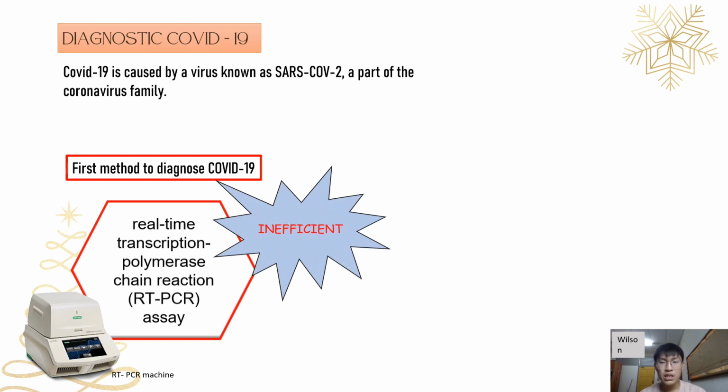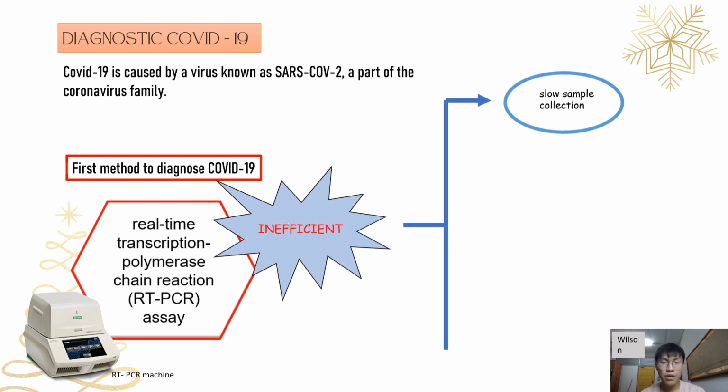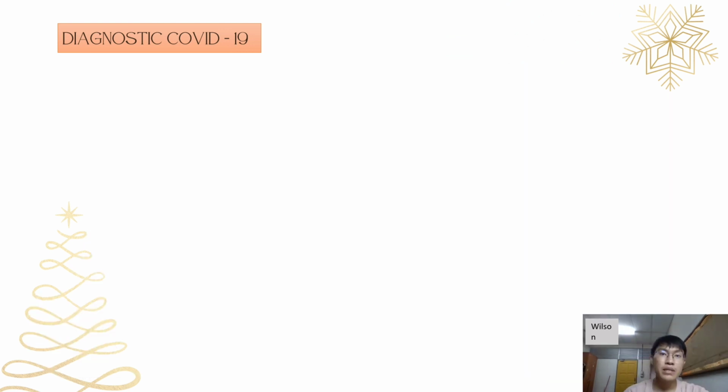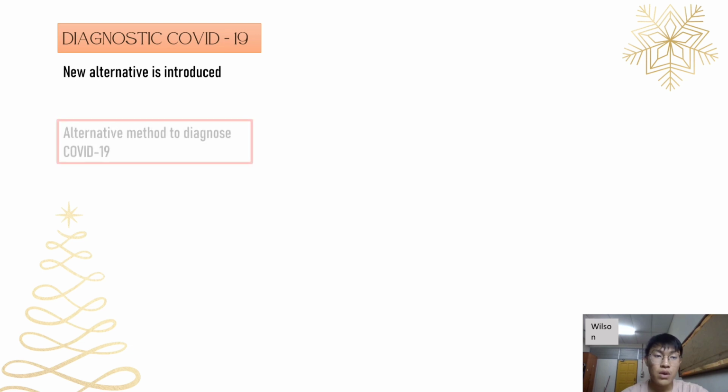Why? Because this method takes a long time to take each sample from each patient, and then their kit is inefficient and lacks supplies, and their laboratory setting requirements are very strict, and they give false negative results. Since the RT-PCR method is inefficient, researchers in China came up with a new alternative, which is using the CT scan.